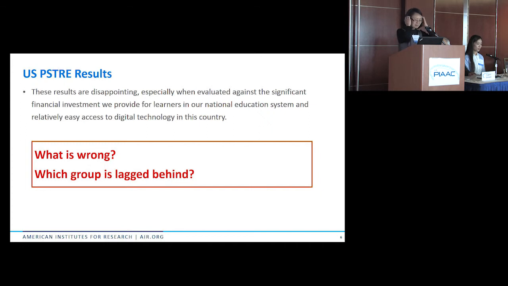and we provide our learners relatively easy access to digital technology in this country. So we want to understand what is wrong and which group in PS-TRE is lagging behind, and whether we can use our log file data to help find this out.